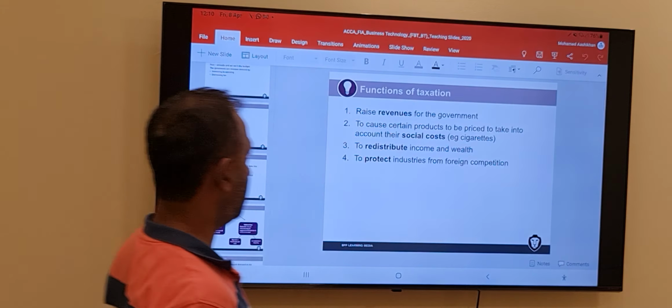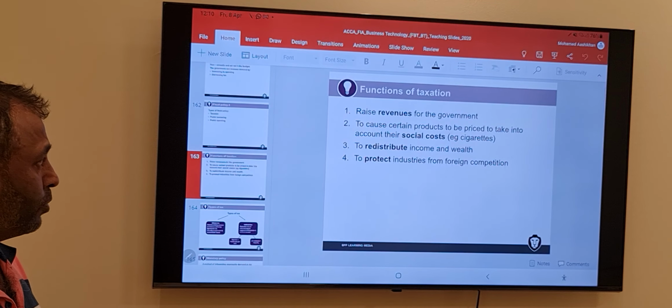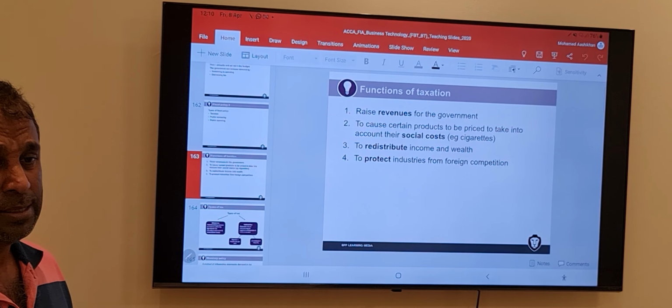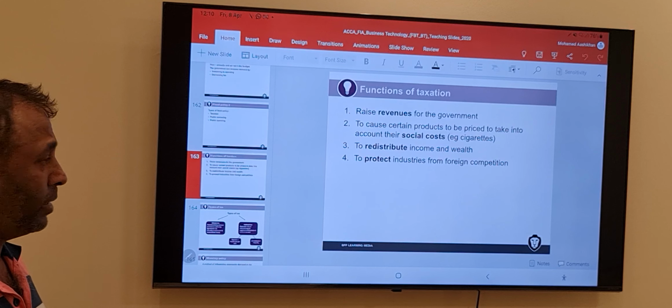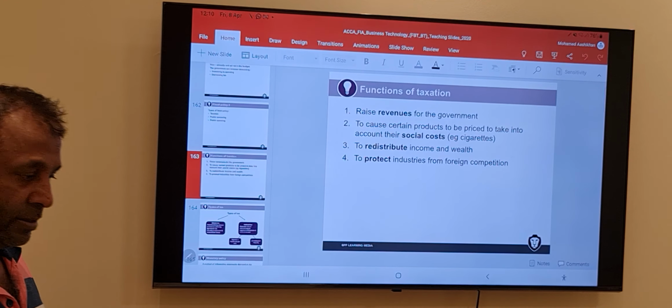The functions of taxation: to raise revenue for the government; to cause certain products to be priced to take into account their social costs, for example cigarettes; to redistribute income and wealth; and to protect industries from foreign competition.